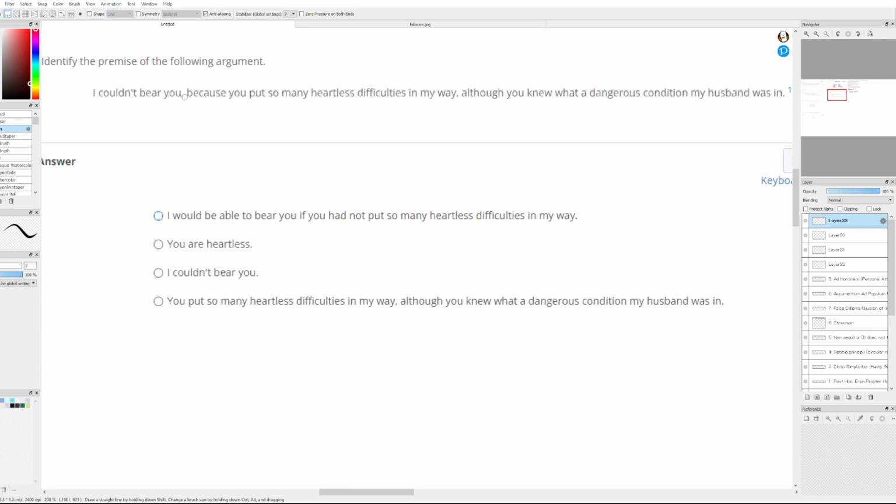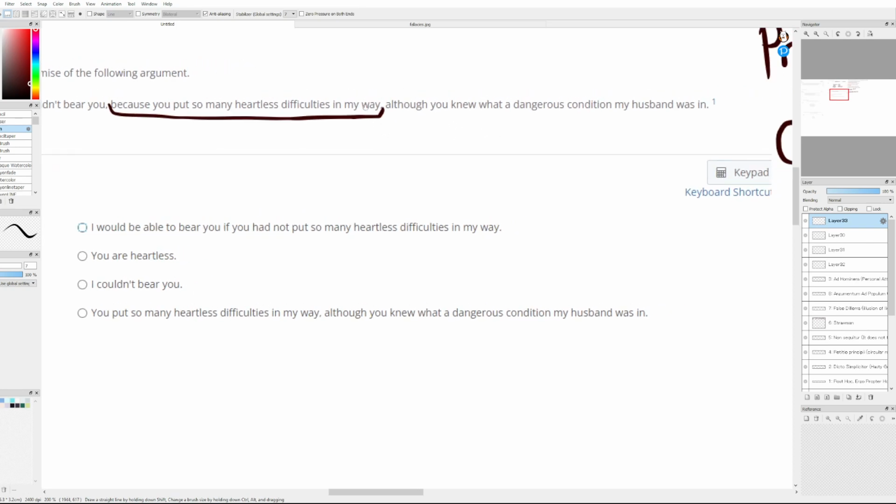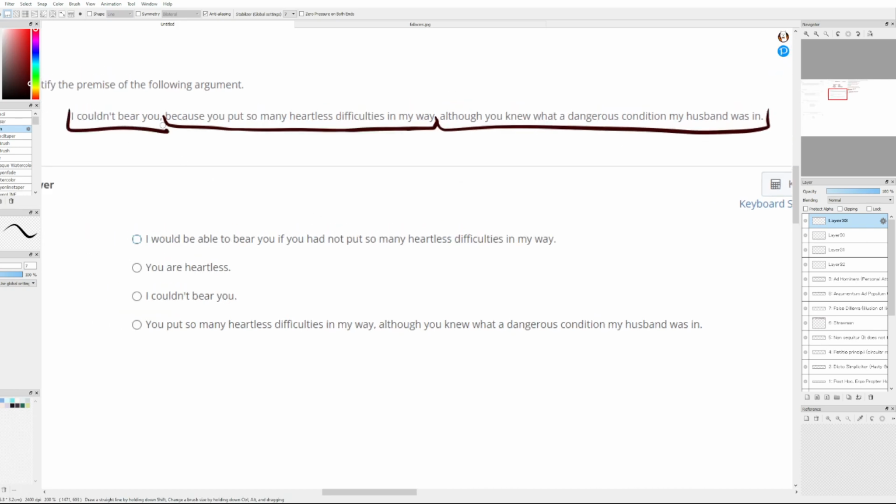"I couldn't bear you because you put so many heartless difficulties in my way, although you knew what a dangerous condition my husband was in." So, there's kind of 3 chunks. I think that "I couldn't bear you" is one of them. We could maybe split this into 1 or 2.